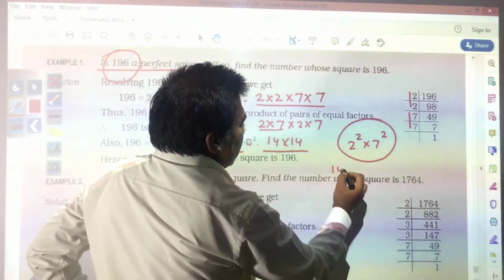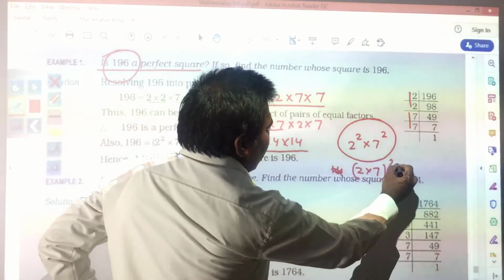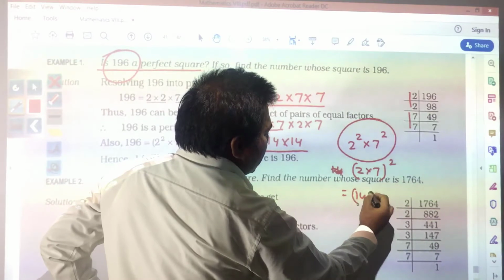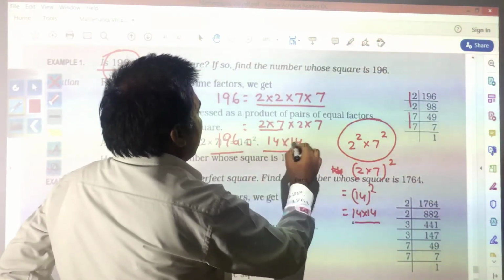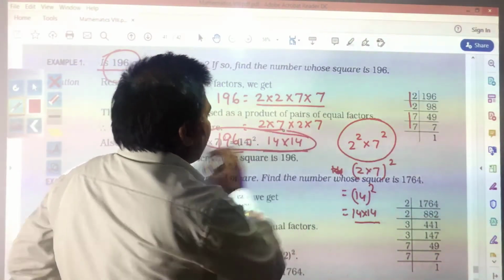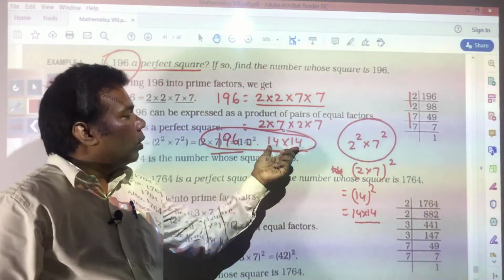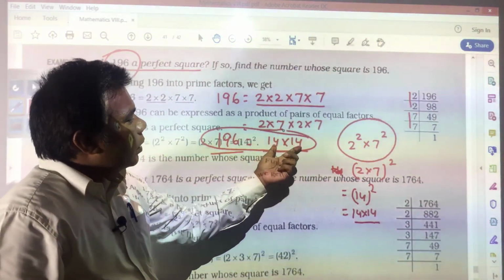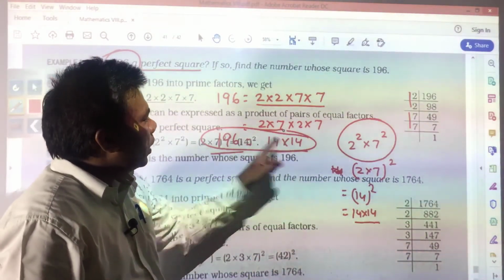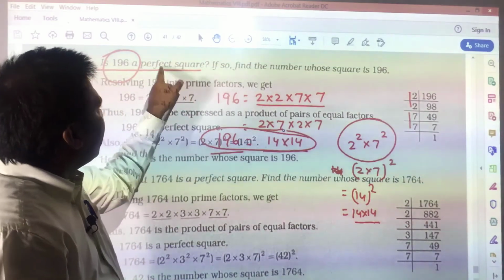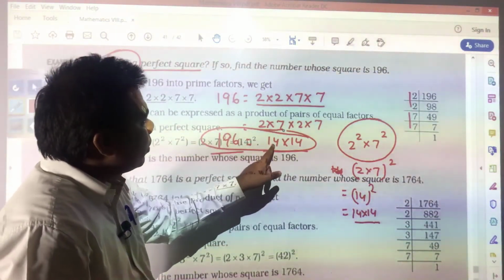This can be written as 2 into 7 whole square, and that will be 14 square, which means 14 into 14. Either way you write, lastly 196 can be expressed as the product of a pair of equal factors. Here you see 196 can be written as 14 into 14. So 196 first of all is a perfect square, and this is the perfect square of 14.